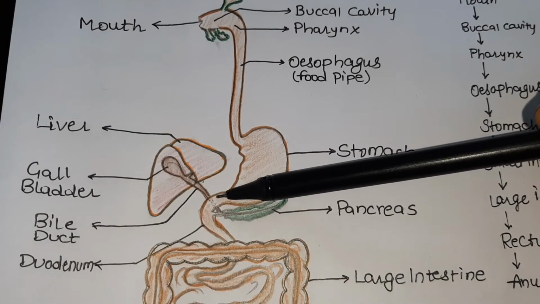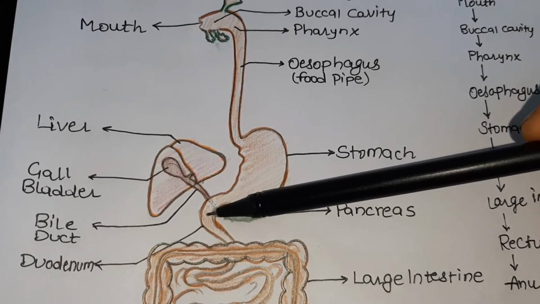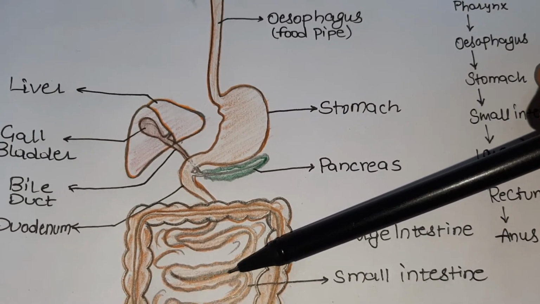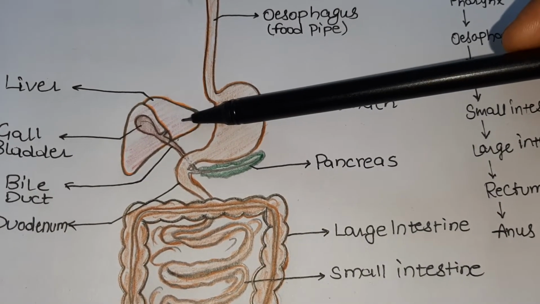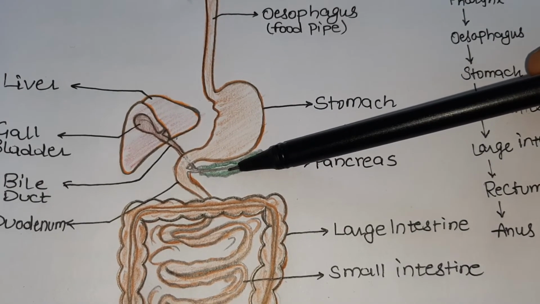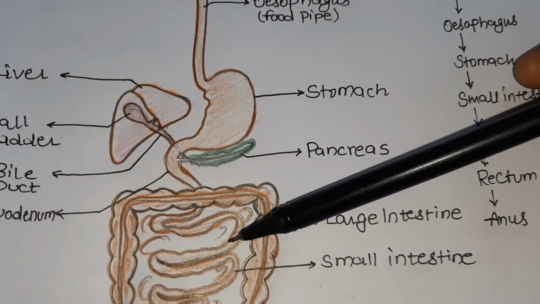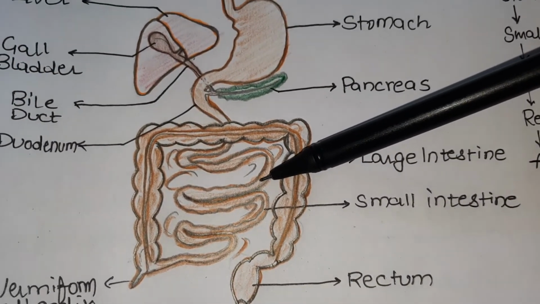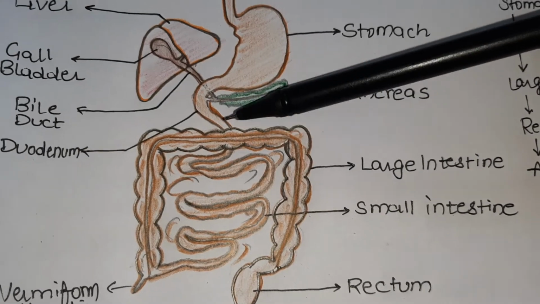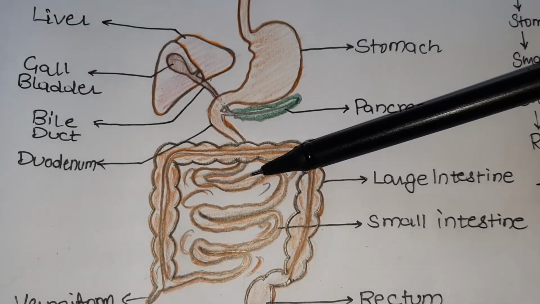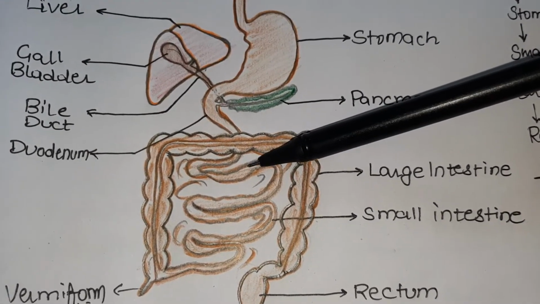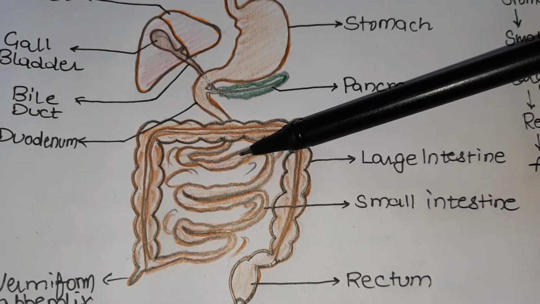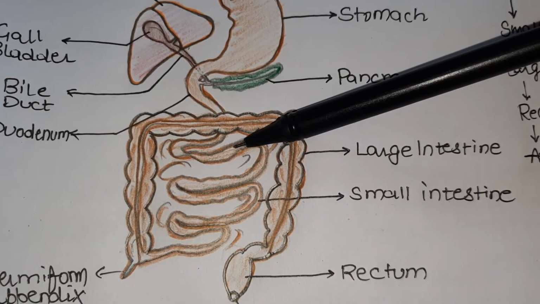Then food moves into the small intestine, and in the small intestine the complete digestion of food takes place with the help of liver, pancreas, and the inner lining of the small intestine has glands which we call intestinal glands. You must know that the small intestine is the longest part, almost 20 feet or almost 6 meters long.